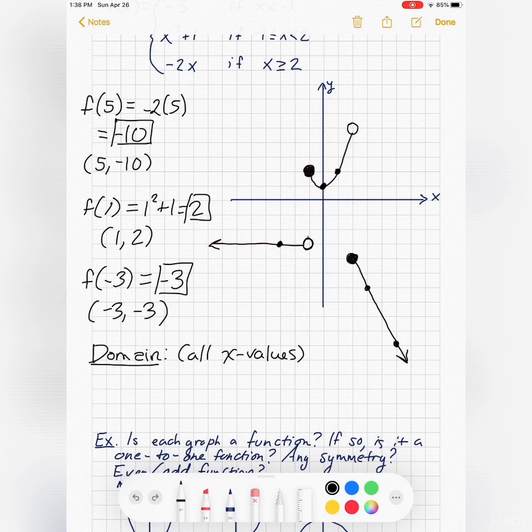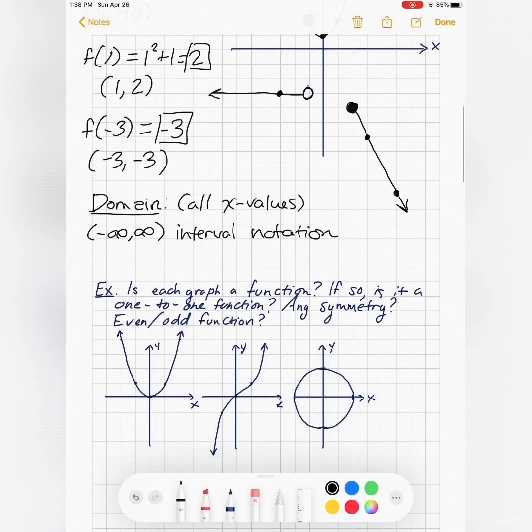So to me, it looks like I have two options. I can write negative infinity to infinity. This is called interval notation. Or I can write the set of all the x's where x belongs to the set of real numbers. This is called set builder notation.